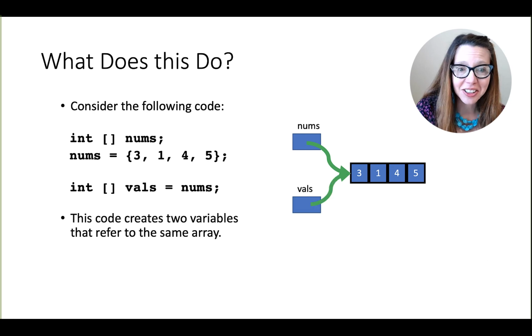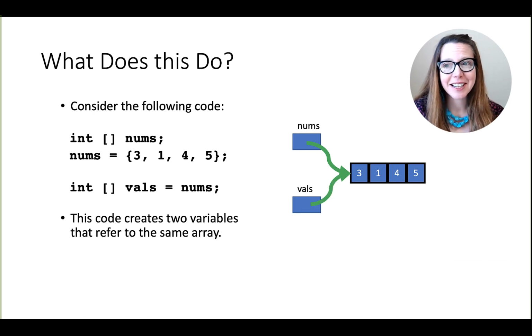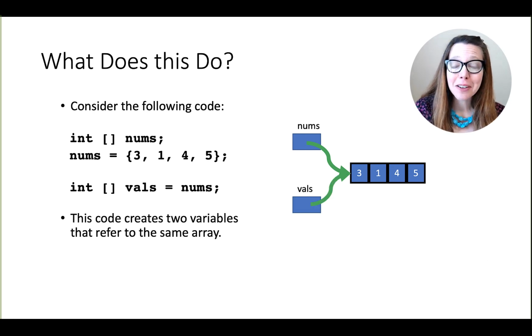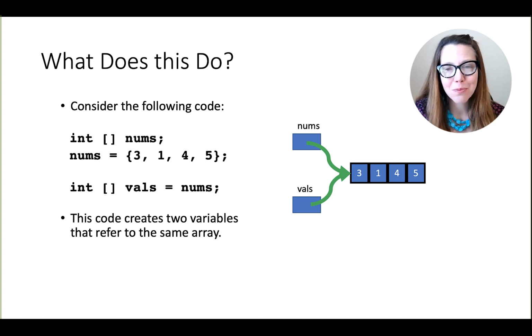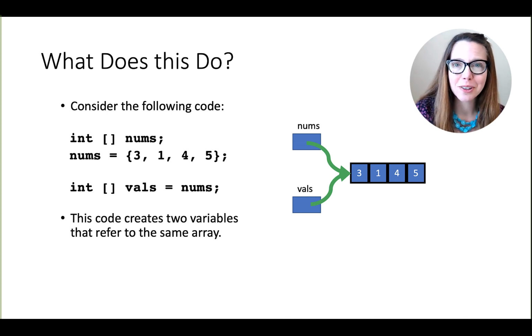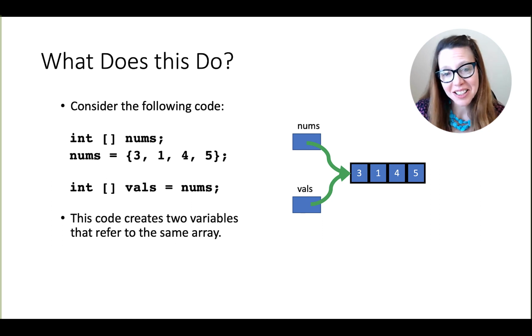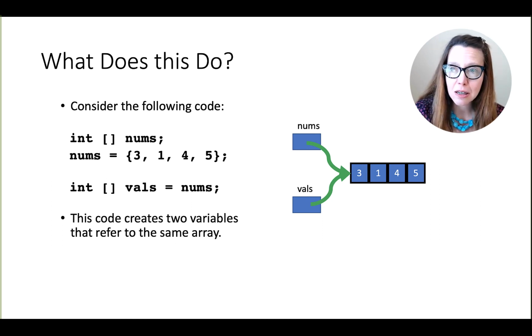So with that done, what it actually looks like is as follows. We have 2 variables and they're both pointing to this one location. And so if we make a change to nums, it will make a change to what's held in vals. They are pointing to the same place. And that's an important thing to keep in mind.